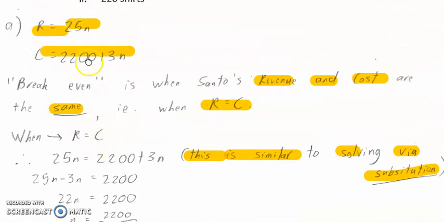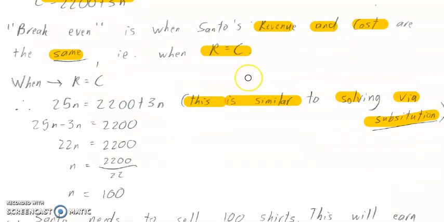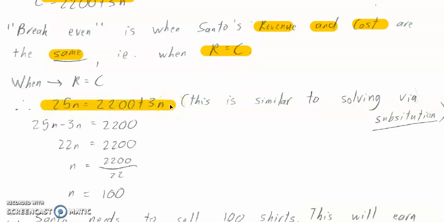I have replaced the letter R with 25N. I have replaced the letter C with 2,200 plus 3N, giving me an equation that I can solve because there's only one set of unknowns. 25N equals 2,200 plus 3N. I can solve. I only have one unknown, N.